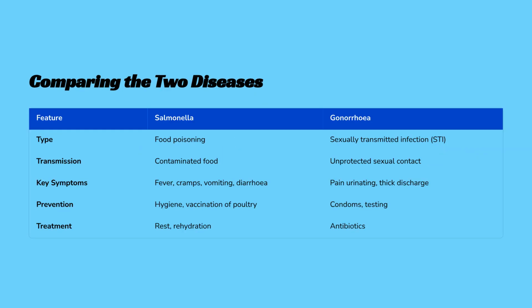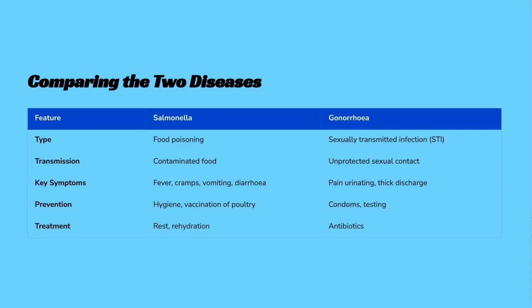This table compares Salmonella and gonorrhea. Note the differences. Salmonella is foodborne, while gonorrhea is sexually transmitted. Their symptoms, prevention, and treatment methods reflect these distinct transmission routes. Use this for quick revision.